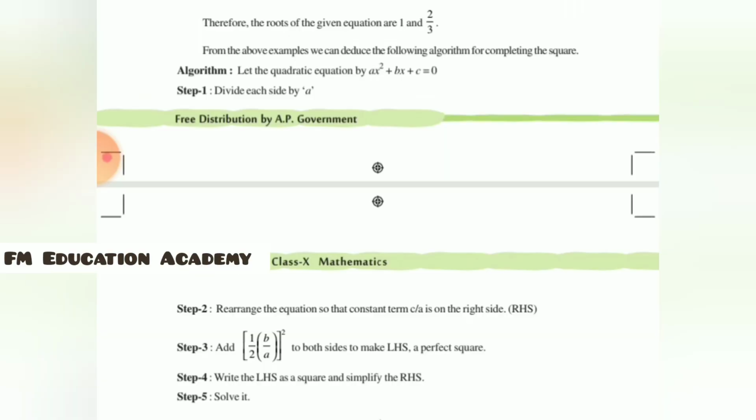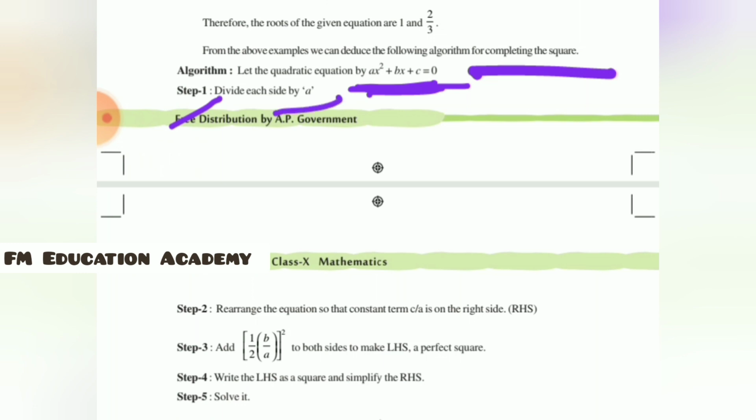These are the steps which I follow for the completing the square method. My step 1 is I have to ensure that my equation is in the form of ax square plus bx plus c, and divide by the coefficient a of x square. Then my step 2 is I have to rearrange the equation and bring the constant term to the RHS, and then I compare the 2ab term with the term given in the question, and I get the value of 1 by 2 b by a whole square.